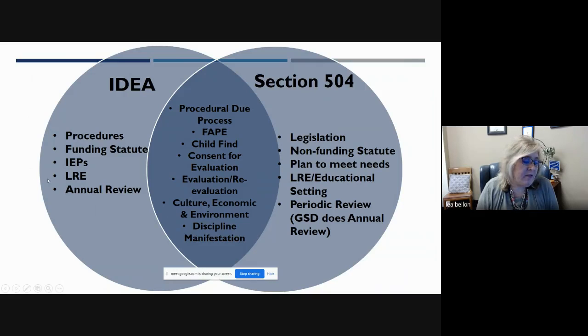Least restrictive environment is considered for IDEA and must be enforced. And then also you have to consider that for the educational setting under 504. There is an annual review required under IDEA. And under Section 504, it calls for periodic review. However, in Gulfport, our procedures require that we do it annually. So those are some of the similarities and differences between the two.